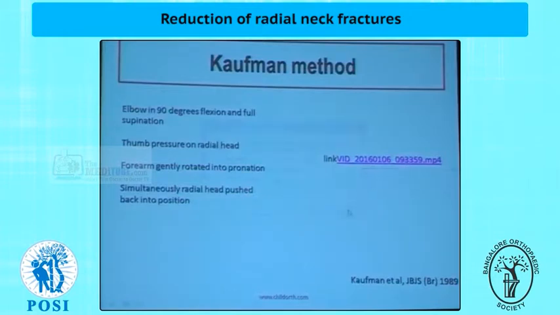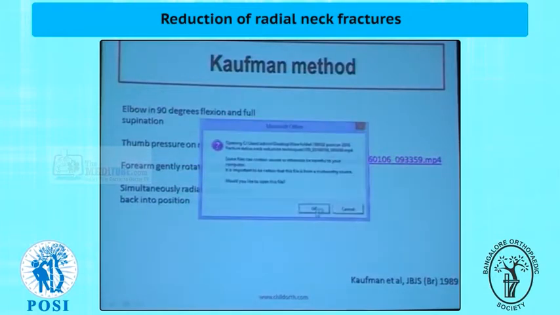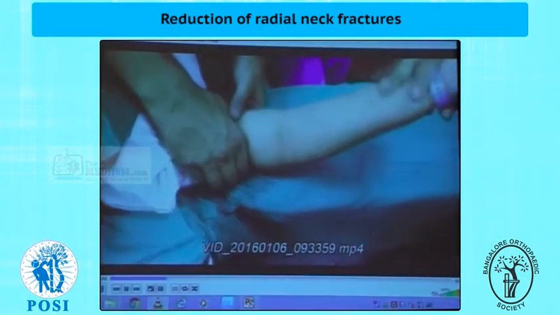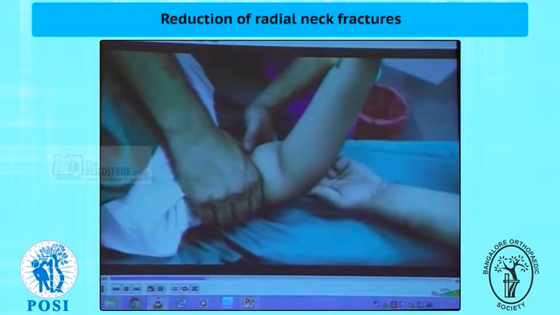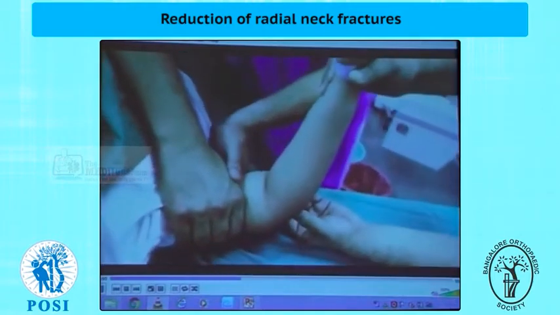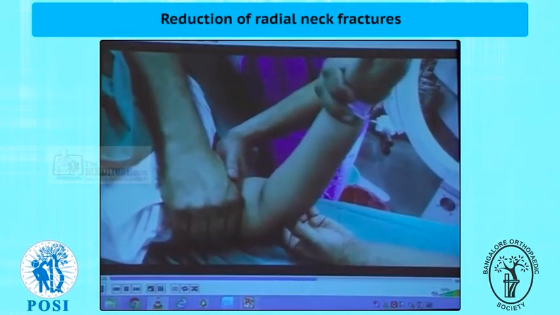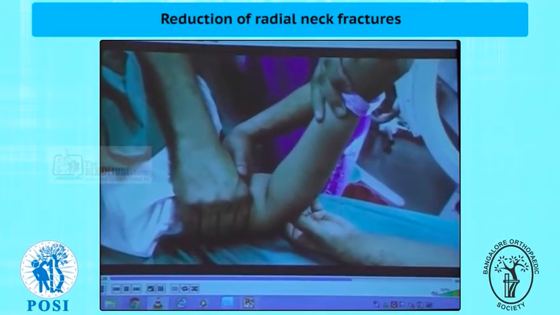So this is Kaufman's method with the elbow in flexion: elbow flexed to 90°, thumb pressure on the radial head, and then the forearm is pronated, and as the forearm is pronated, the radial head is pushed back into position.